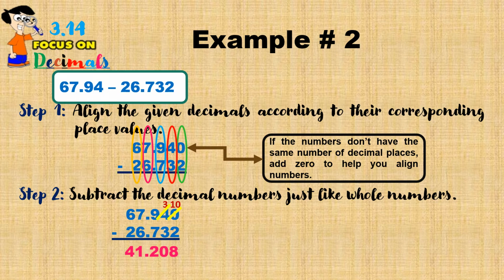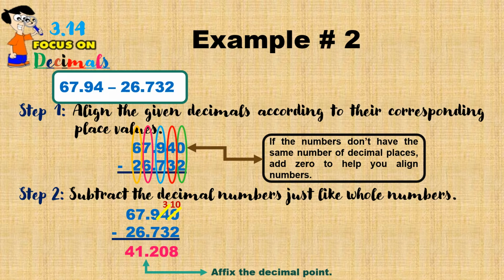67.940 minus 26.732. Start from right to left. 0 minus 2 cannot be, so we need to borrow 10 from 40. 4 becomes 3 and 0 becomes 10. 10 minus 2 is 8. 3 minus 3 is 0. 9 minus 7 is 2. 7 minus 6 is 1. And 6 minus 2 is 4.